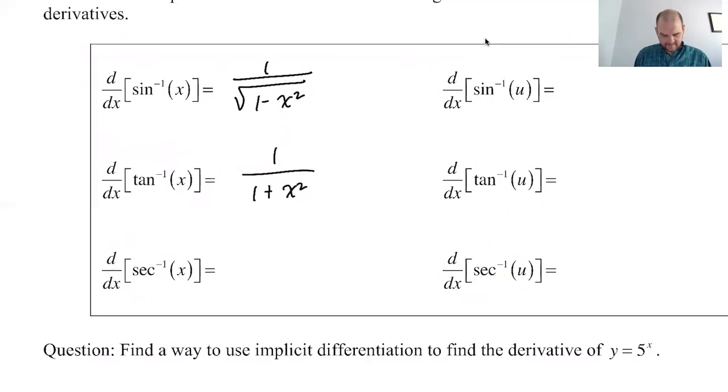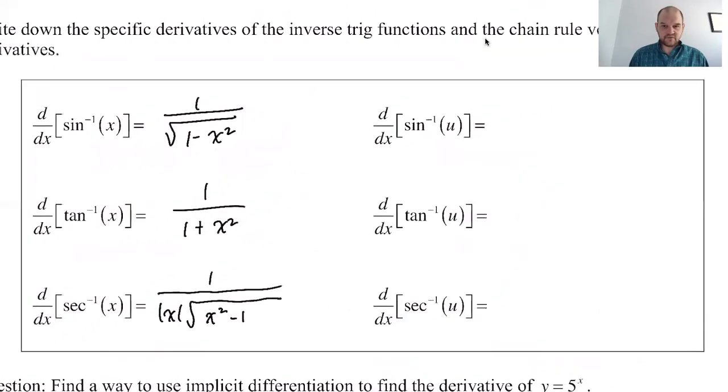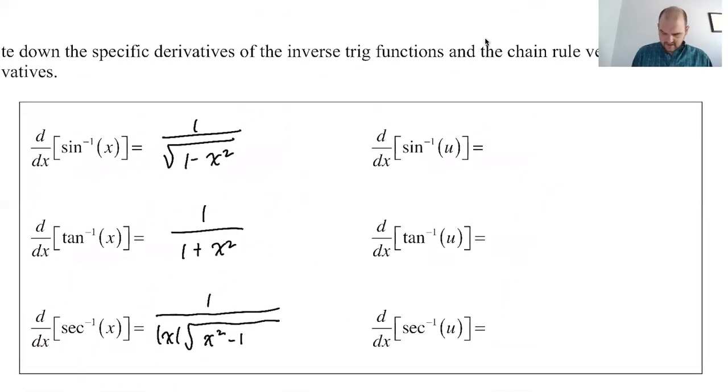And then arcsecant is, of these, by far the least important. It looks kind of like arcsine, but you flip things. You have the absolute value of x there, which is unlike arcsine, and then the square root of x squared minus 1. That's the whole thing.